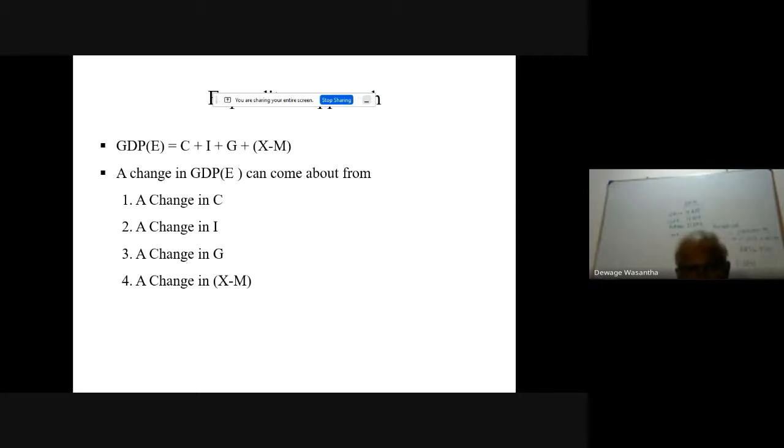country's GDP increases. The net export, X minus M, is called net export. If the net export increases, GDP increases. Understand? Then you can decide the policies to do these changes. If you want to increase consumption, how do you increase consumption? If the savings rate, interest rate, decreases, people will not save, people will use that money for consumption.